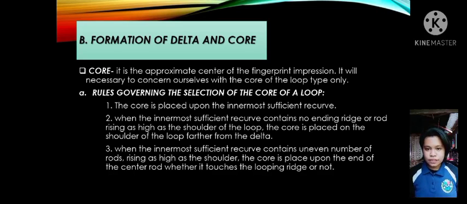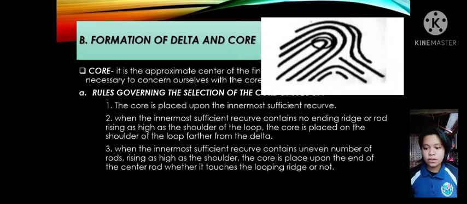So if the delta has rules in selection, core also has rules governing the selection of the core of a loop. So the first rule is the core is placed upon the innermost sufficient recurve.